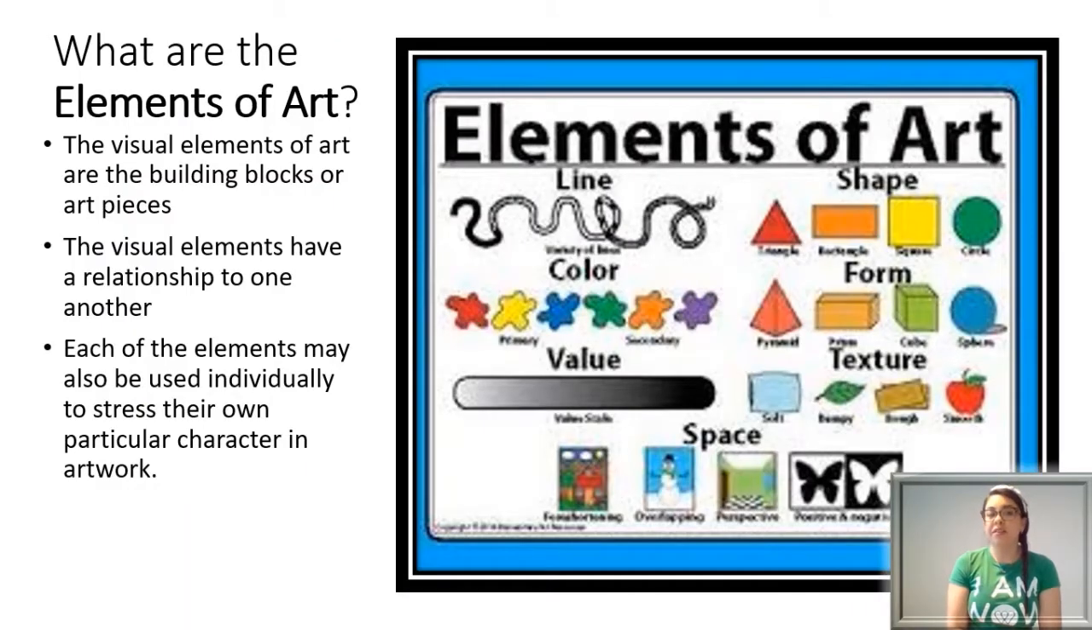So what exactly are the elements of art? The elements of art are visual elements that are the building blocks of art pieces. The visual elements have a relationship to one another. Each of the elements may also be used individually to stress their own particular character in artwork. If you look at the screen, you're going to see a diagram with lines, shapes, colors, form, value, texture, and space. Over the next few slides, we're going to go more in depth into each of the elements.